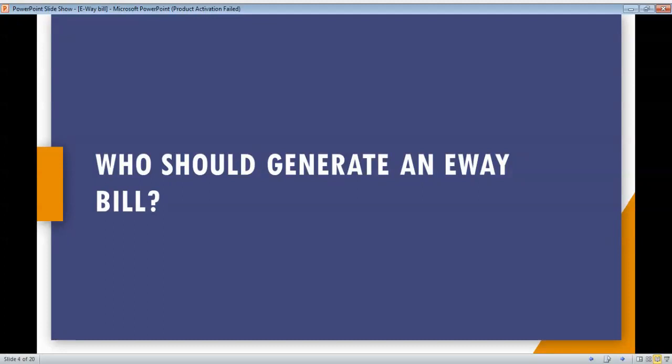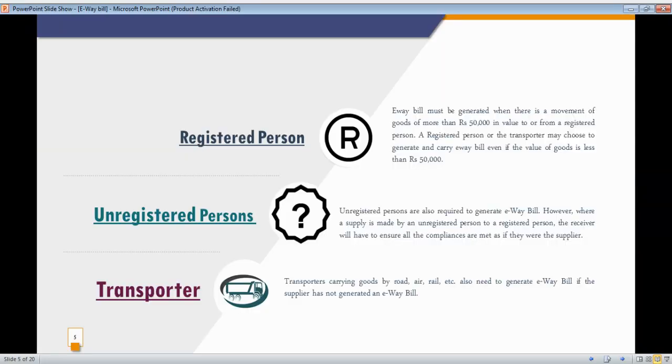Here, the responsibility can fall on the supplier, recipient, or a transporter, depending on the situation. So, let's understand all these three who generate an e-way bill in detail. The first one is the registered person.